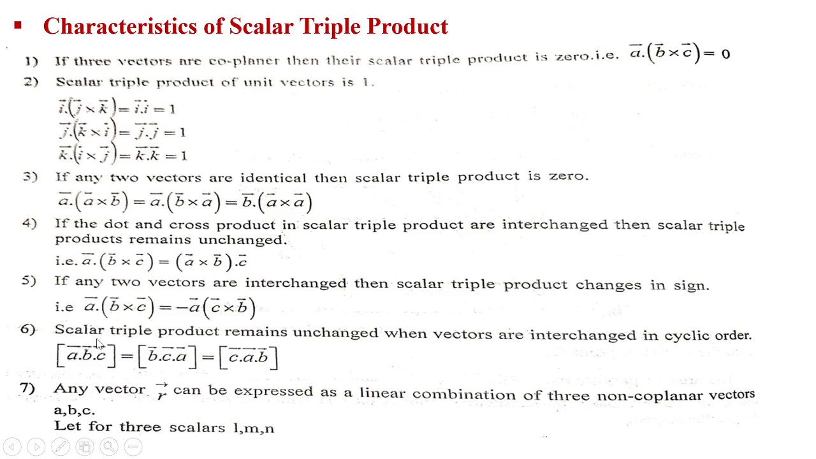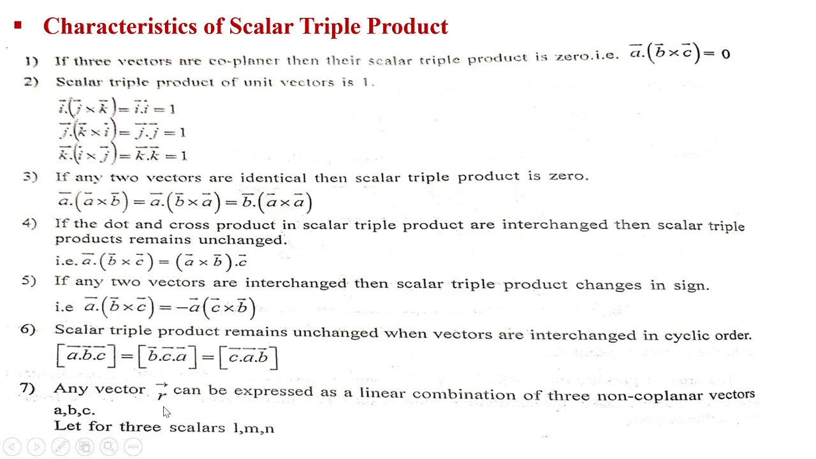Next, the scalar triple product remains unchanged when vectors are interchanged in cyclic order. A bar dot B bar cross C bar equals B bar dot C bar cross A bar equals C bar dot A bar cross B bar.